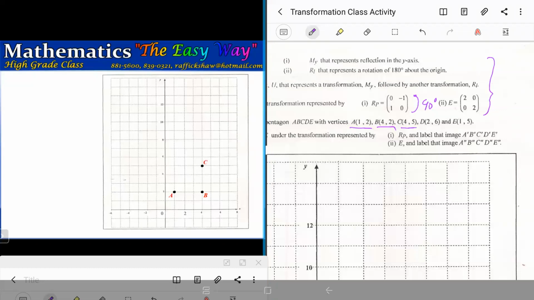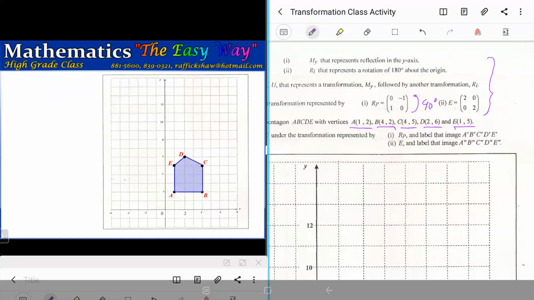Look at the coordinates carefully. Then D is 2, 6. Bam. D right there is 2, 6. And then E is 1, 5. Bam. E is 1, 5. Put the points in. After you put the points in, then use your ruler and you complete it. That's a pentagon, 5 sides.